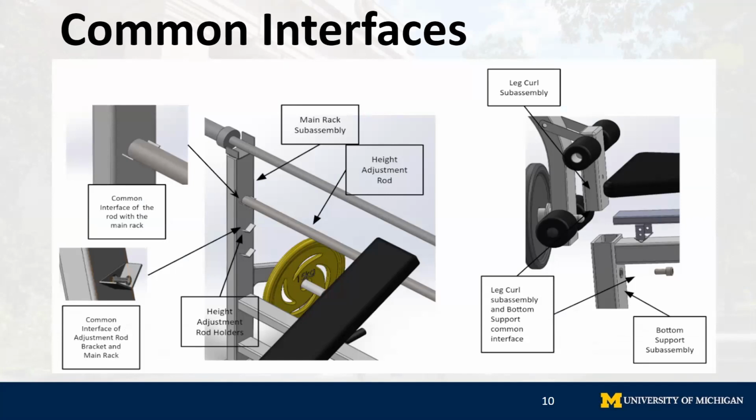The center figure shows the main rack subassembly with the height adjustment module components, which can be attached onto the main rack platform, depending on which customer group variant is being assembled. The leg curl subassembly fits into the slot of the bottom support subassembly and is then attached to it using a fastener, as shown in the figure on the right.